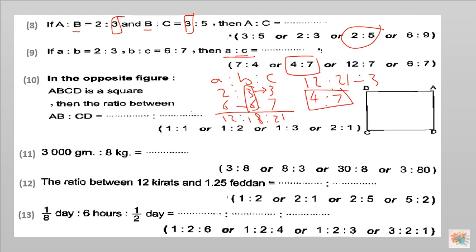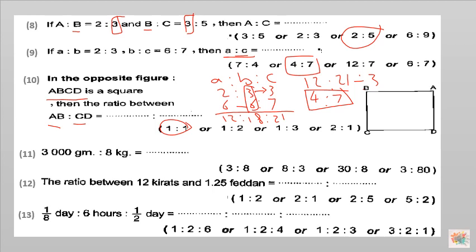Number 10. In the opposite figure, ABCD is a square. What is the ratio of AB to CD? We all know, kids, that the square has 4 equal sides. So the ratio between any two sides in the square equals 1 to 1.